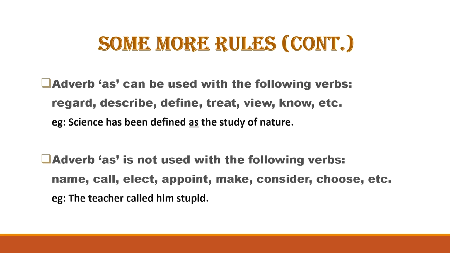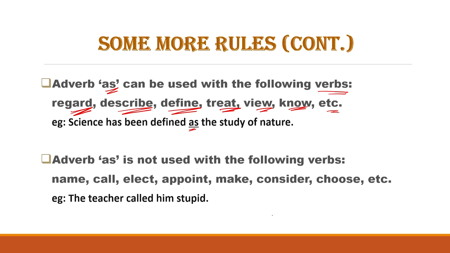Now, moving on, next rule: adverb as can be used with the following verbs: regard, describe, define, treat, view, know and so on. For example, science has been defined as a study of nature. If you can remember, we discussed these rules when we were doing the adverb topic.